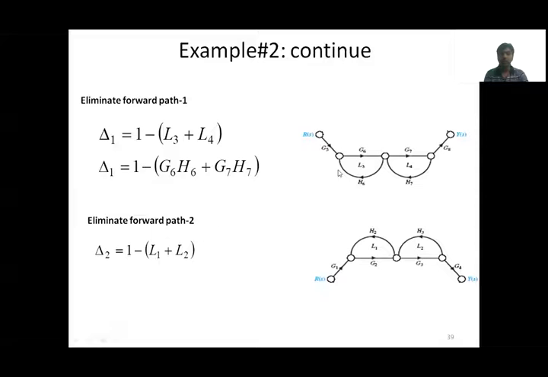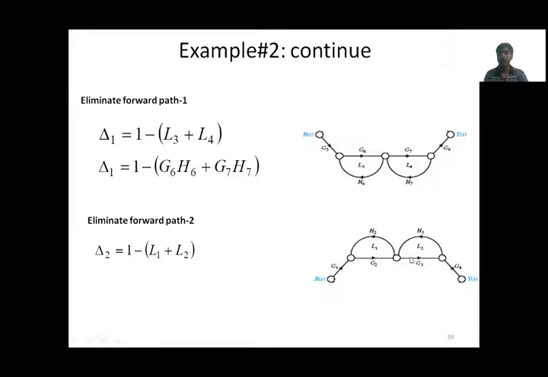Then find delta 2. Delta 2 means remove the second forward path and keep the first forward path as it is. After removing the second forward path, this is the second forward path. If you remove this path, this all nodes will be removed. Therefore, of course, input and output we can't remove. Only in the middle, these paths we removed. These branches we removed. Therefore, remaining all will be there. That is this.